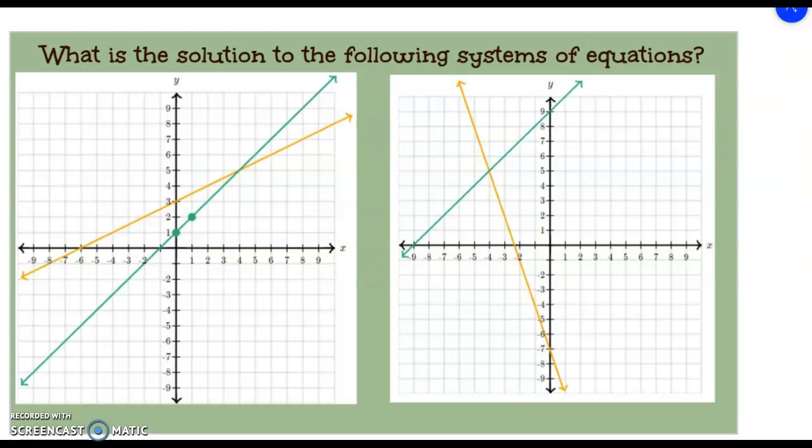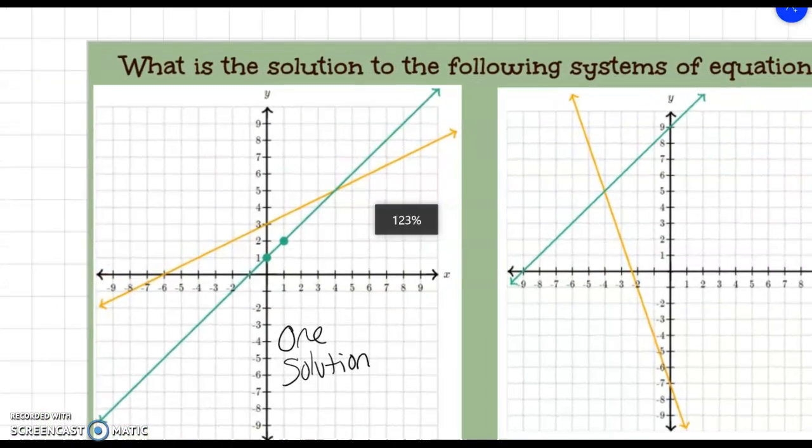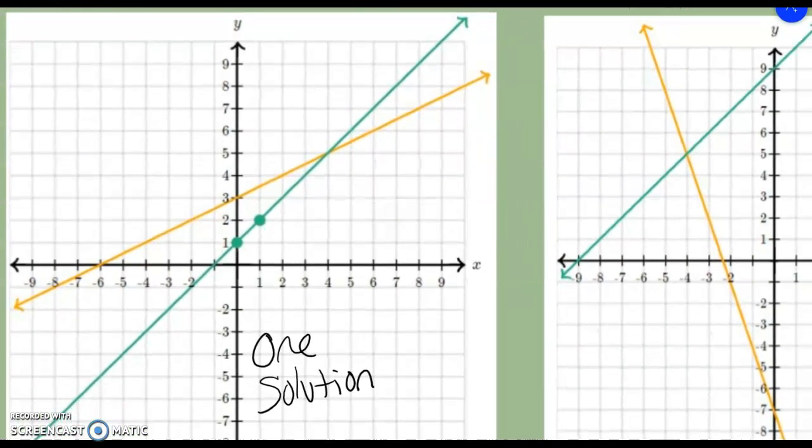The question says, what is the solution of the following system of equations? So these two graphs cross each other, meaning that there's one solution to these two graphs, meaning there's only one number that x and y have to be to make it 100% true. So if I look here on my graph, we're going to see where they intercept. So here's my yellow line. Oh look, here's my green line. They hit exactly right here.